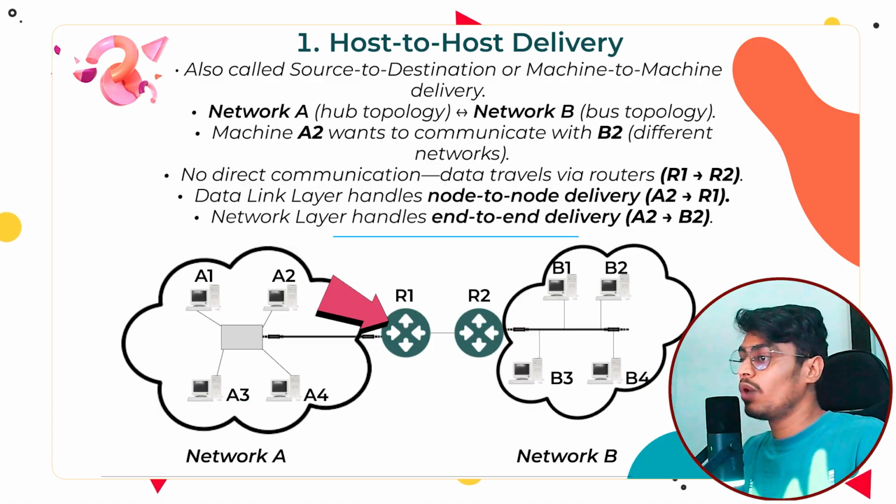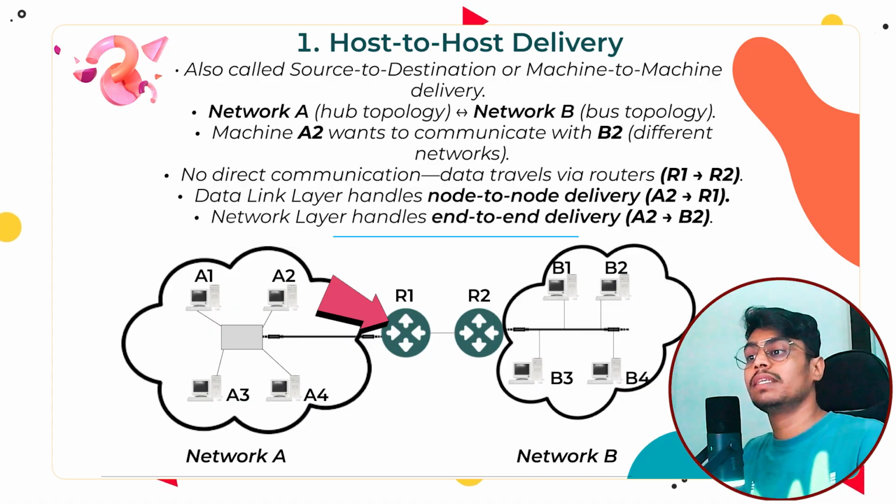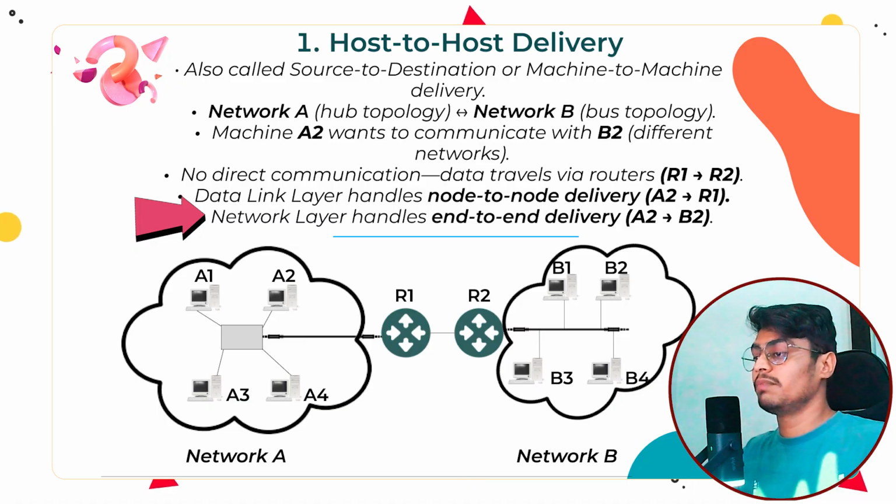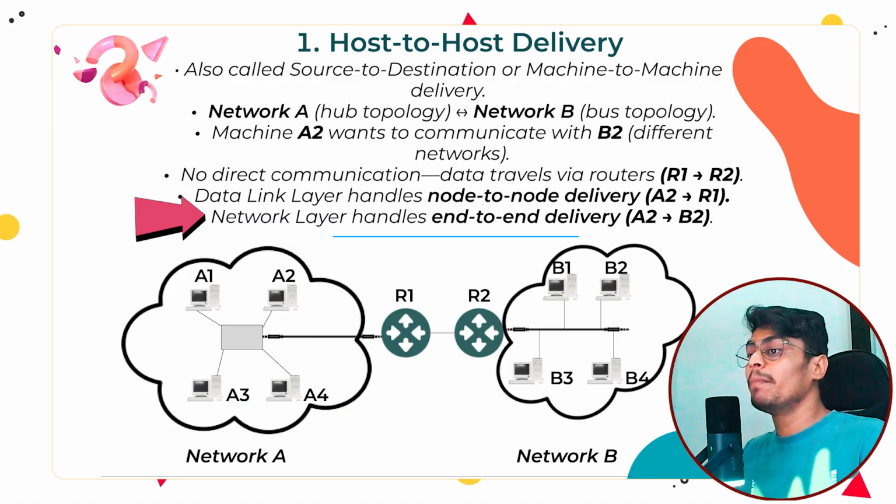So from A2 to R1, the responsibility of transferring the message is of data link layer. This is what we have discussed in our previous videos. Okay, it works on node to node delivery. Data link layer works on node to node delivery, and network layer works on source to destination, meaning host to host delivery. Okay, but here is not node to node delivery. Here is the work of source to destination delivery of network layer.